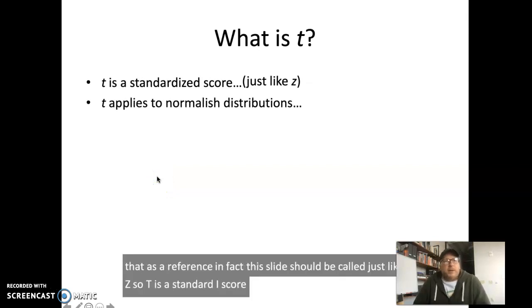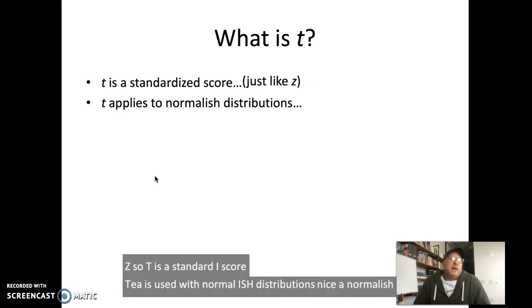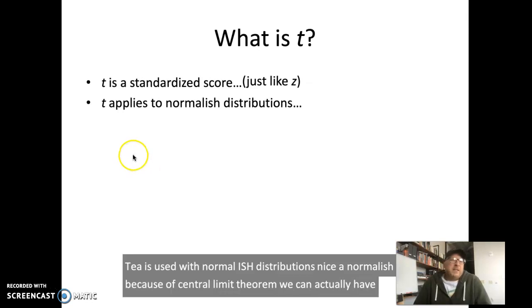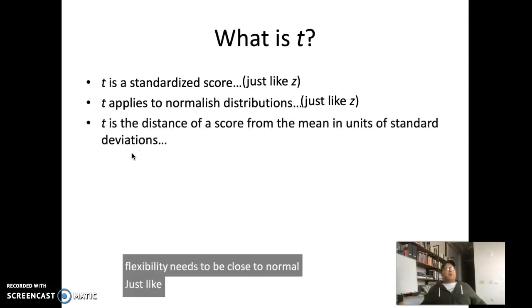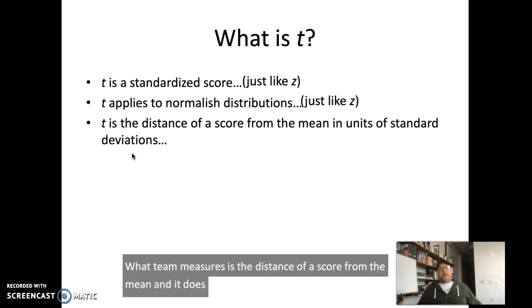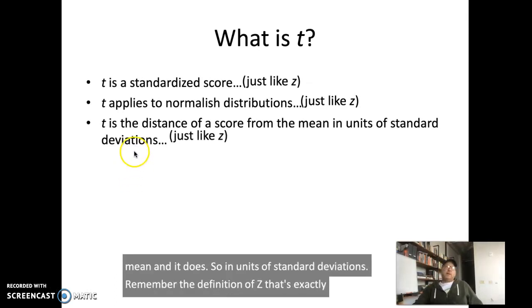T is used with normalish distributions. And I say normalish because of central limit theorem, we can actually have some flexibility. It needs to be close to normal, just like z. What t measures is the distance of a score from the mean, and it does so in units of standard deviations. Remember the definition of z? That's exactly what z does.